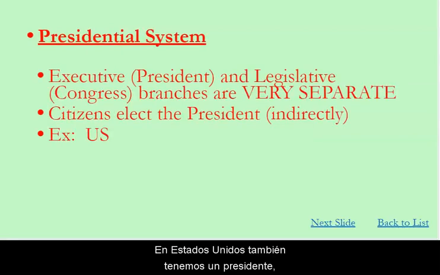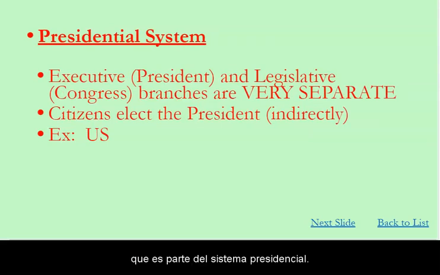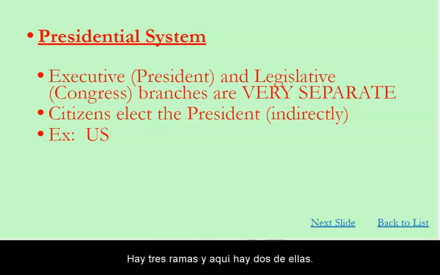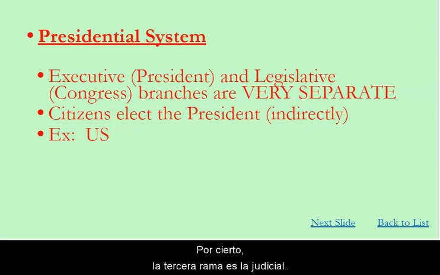In America, we also have a president, which is part of the presidential system. The president is part of the executive branch of government, and Congress is part of the legislative branch of government. There are three branches, and here are two of those. By the way, the third branch is the judicial branch.